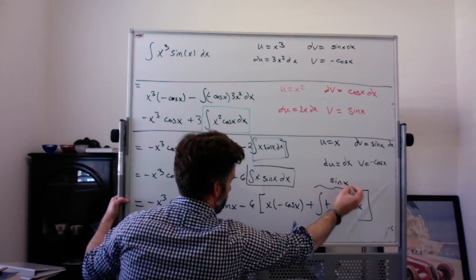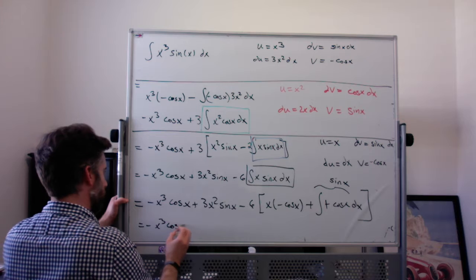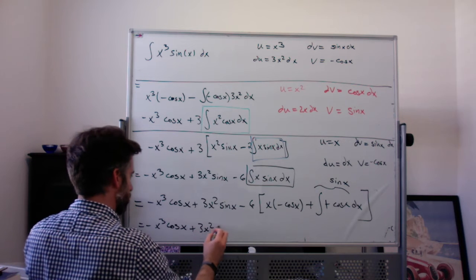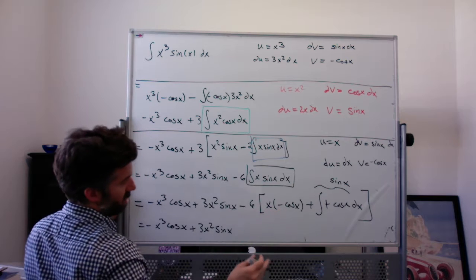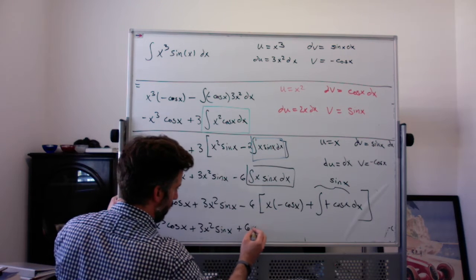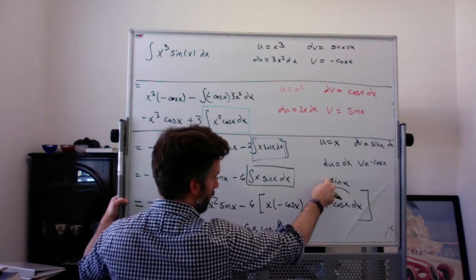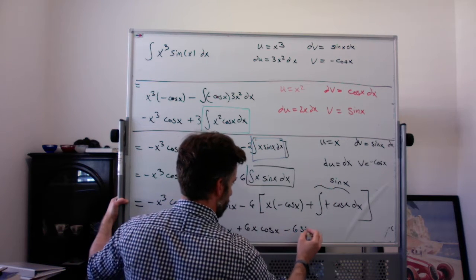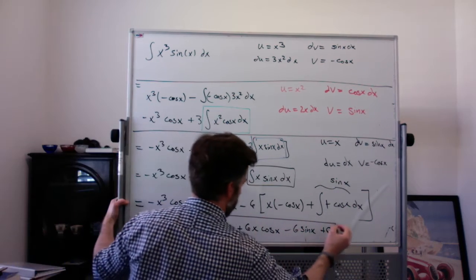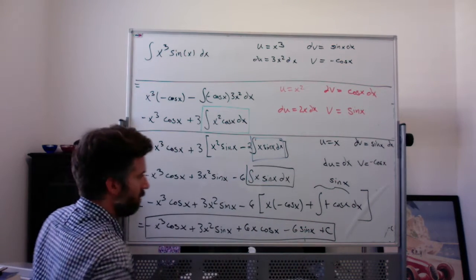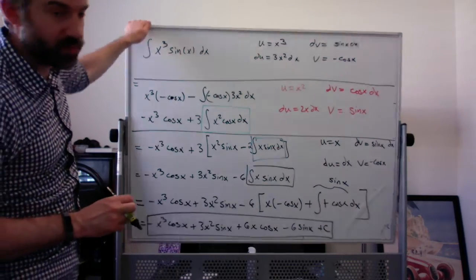So I end up with negative x cubed cosine of x plus 3x squared sine of x minus 6 times x times negative cosine, which is positive 6x cosine x. And negative 6 times sine is minus 6 sine of x plus c. What a giant pain in the butt. Okay, let me show you how to make it way easier.